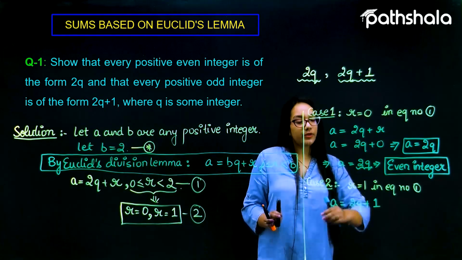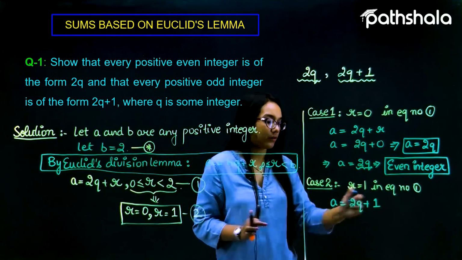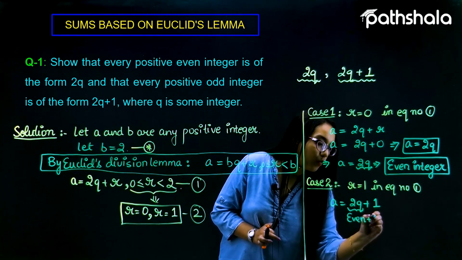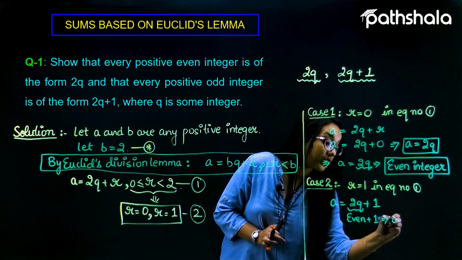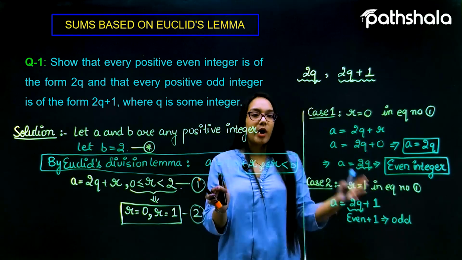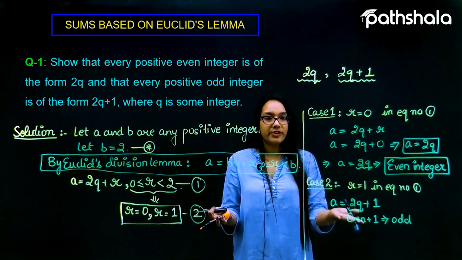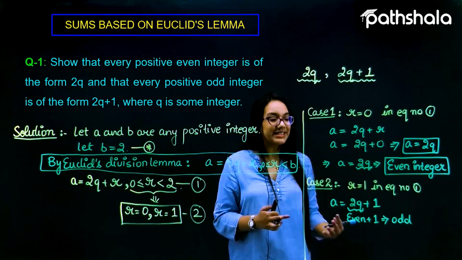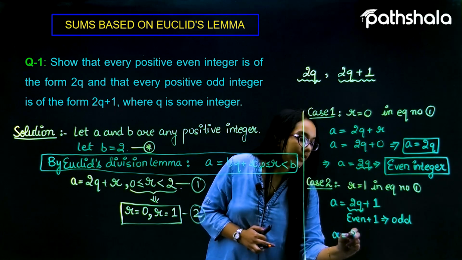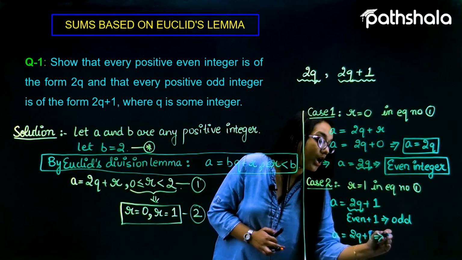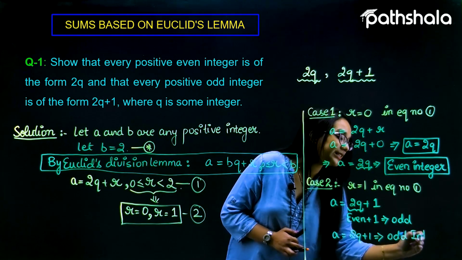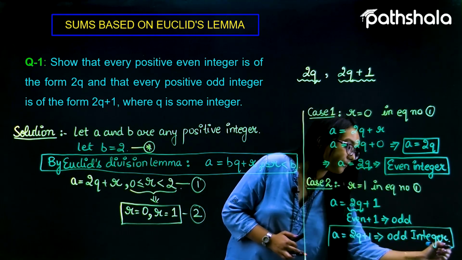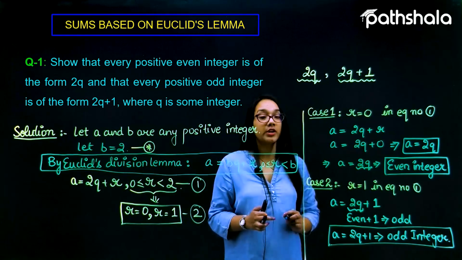Now we know that we have the number A as 2Q plus R. We know that 2Q is nothing but an even integer, and whenever we add the number 1 to an even integer, it always results in an odd number, because 2 plus 1 is 3 and 3 is an odd integer. 4 plus 1 is 5 and 5 is an odd integer. So A is equal to 2Q plus 1 is nothing but an odd integer.